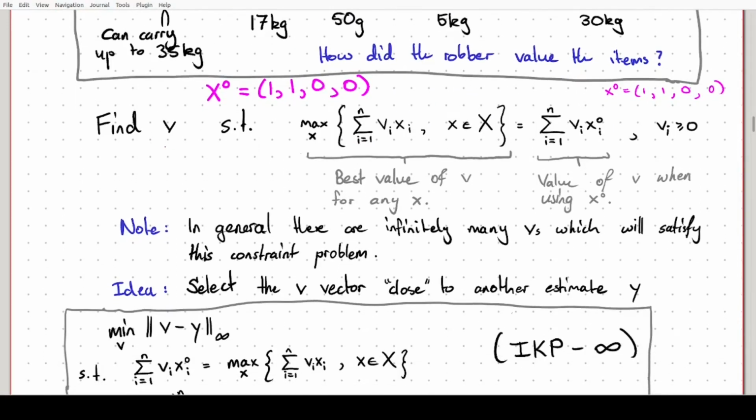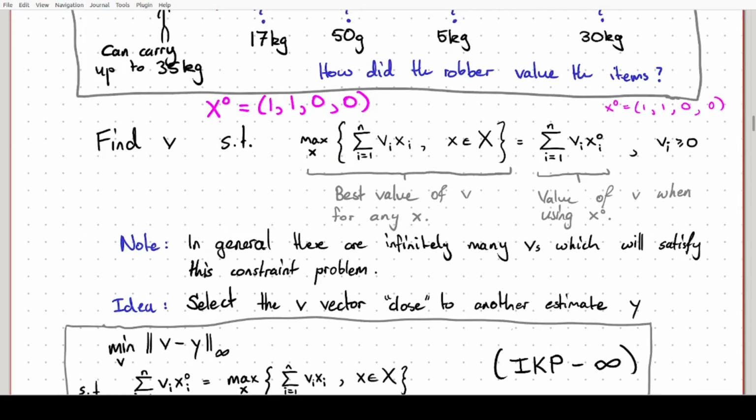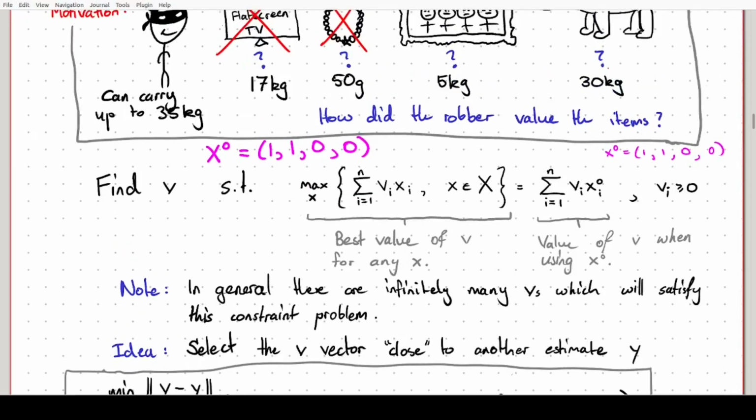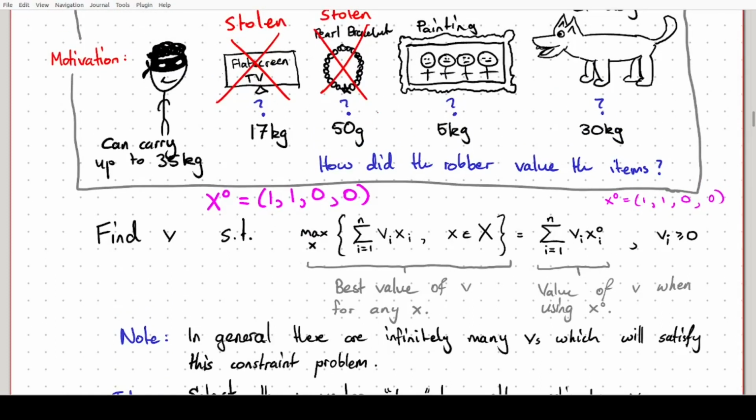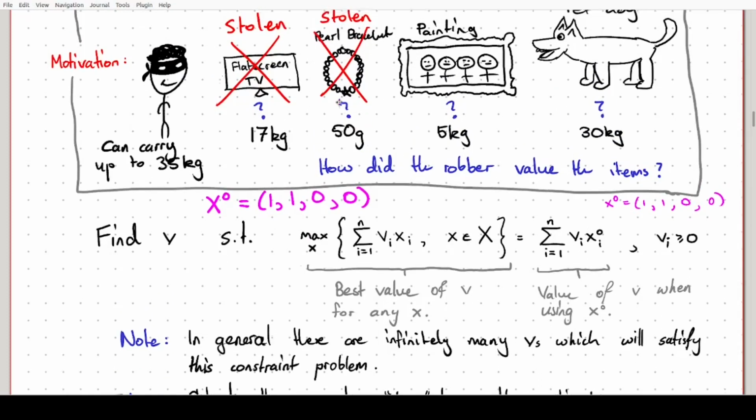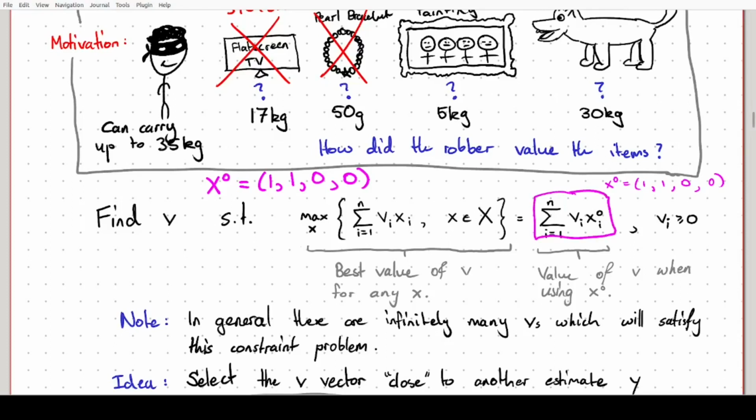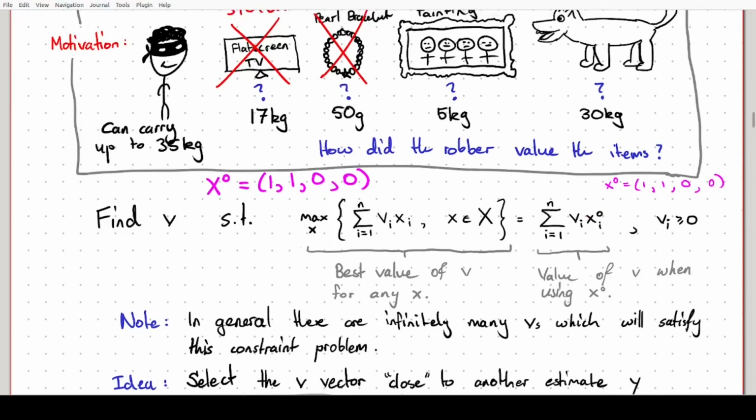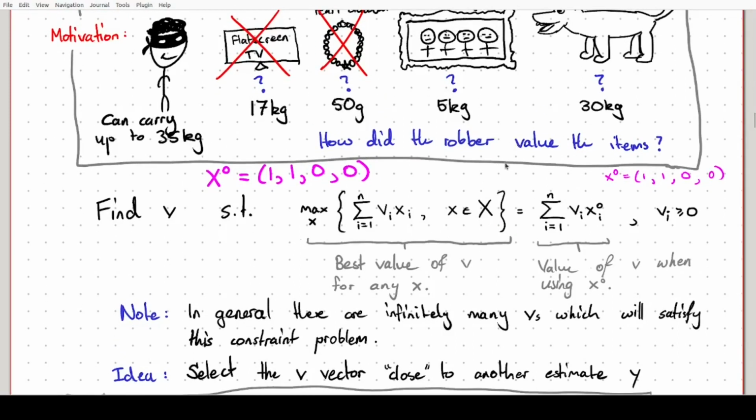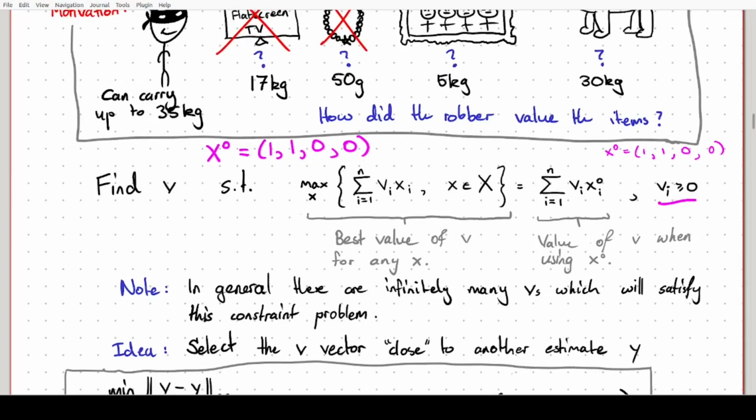Written mathematically, we want to find a value vector v such that when we plug this value vector into the forwards knapsack problem, when we give all of these things that price, the optimal value the robber could get is equal to the value the robber would get if they took home the items specified by x naught. You can pause and think about why this is the right constraint, but I do promise it is the correct one. We also have a non-negativity constraint, but that's not super important to the understanding of the problem.